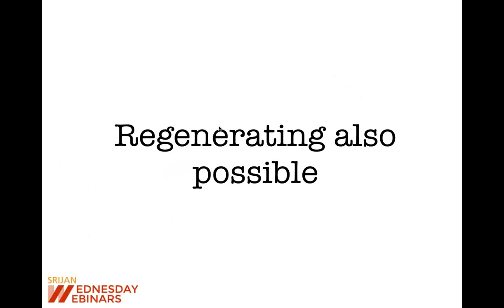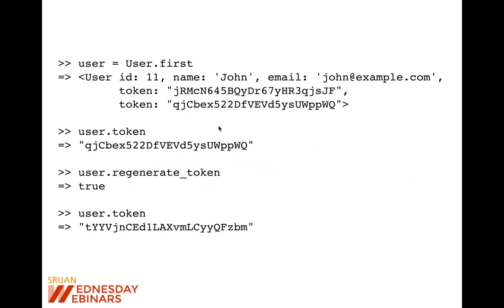And regeneration of these tokens is also possible. So let's say you have expired the token and you want to regenerate it. You just call user.regenerate_token, and it will regenerate the token and save the user object. And one more thing I forgot to mention: when you call user.token, it automatically saves the token in the database also if it is not already saved.